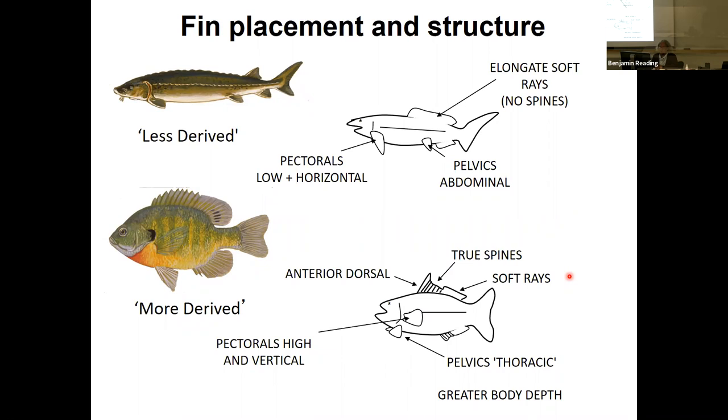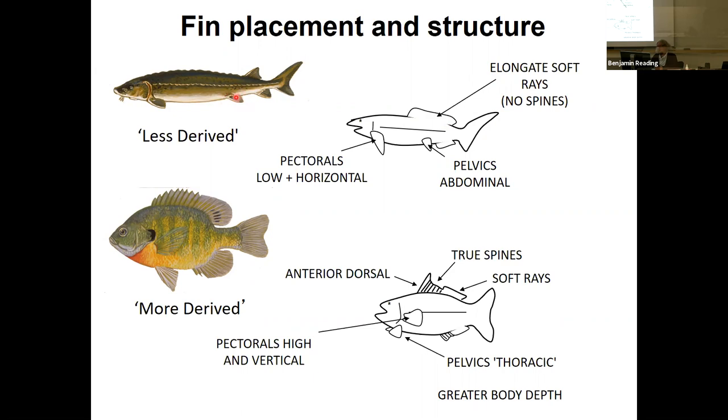We look at a less derived fish as a sturgeon versus a more derived fish like a bluegill. Again, sunfish, family Centrarchidae. Again, we've got our pectoral fins here with our heterocercal tail. Oftentimes we have an elongate dorsal fin, soft rays. There's no hard spines in here. Also, our pelvic fins are located way back here. So this is anterior, this is posterior. Pelvic fins are located posterior.